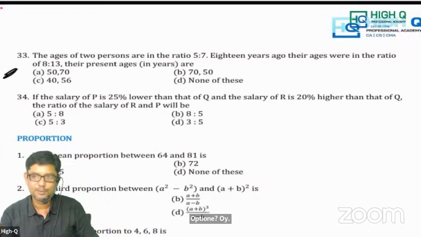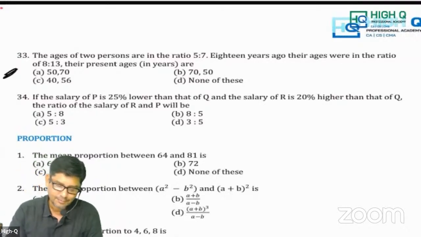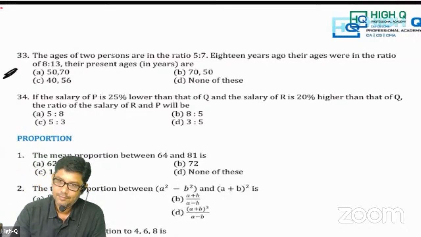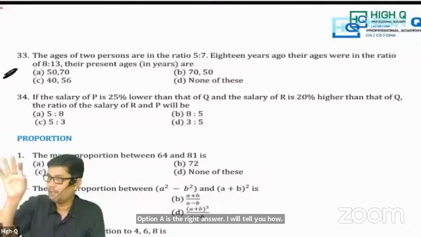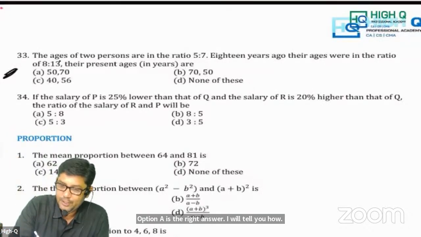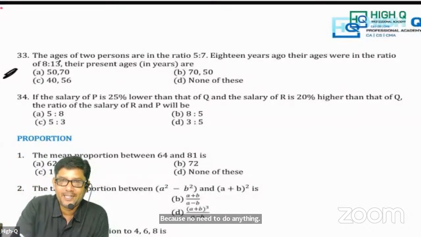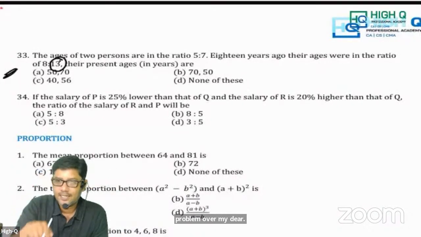Uzma also gave option A. Option A is the right answer. I will tell you how, because there is no need to do anything. Actually, whenever you see a prime number, the problem is over right there, my dear. What is the prime number here? After 18 years, 13 is the prime number.